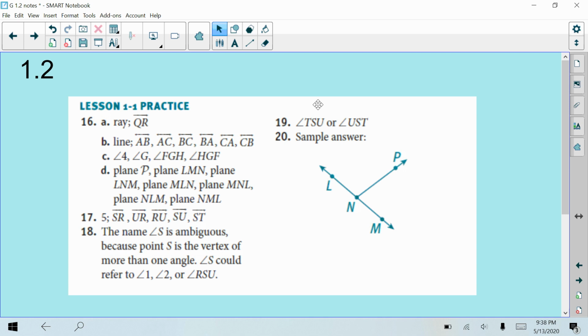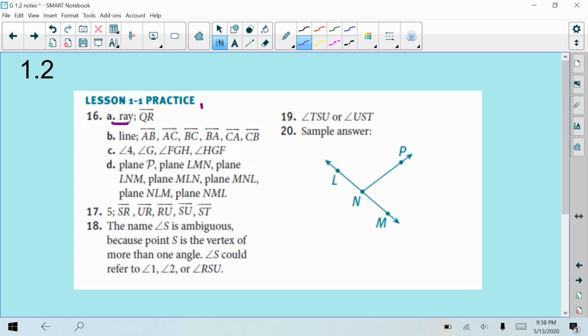So number 16, we would call it ray QR, or QR with the line above it. I wouldn't just say ray. I don't actually like the book's answer here. You could either say ray QR or, as they have here, QR with the line above it. D, don't just call it a line. Go ahead and name it correctly. So pick 2 letters. If you can't tell, these do have arrows on both sides as a line should.